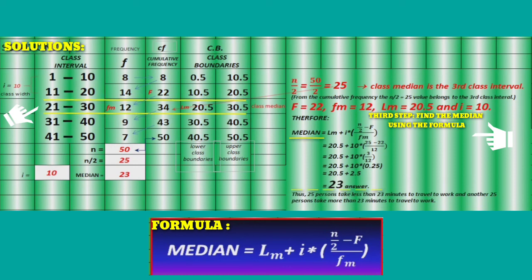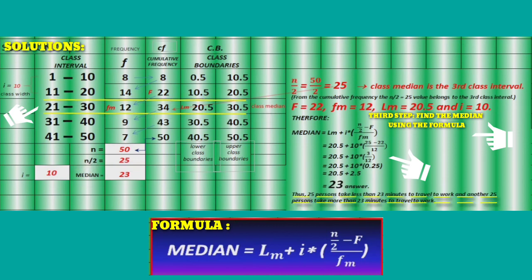Next thing to do is simplify the numbers within the parentheses first. That is 25 minus 22, which is 3, and 3 divided by 12 is 0.25. Then 0.25 times 10 is 2.5. Then 2.5 plus 20.5 is 23. And that is our median, our final answer. The median is equal to 23.